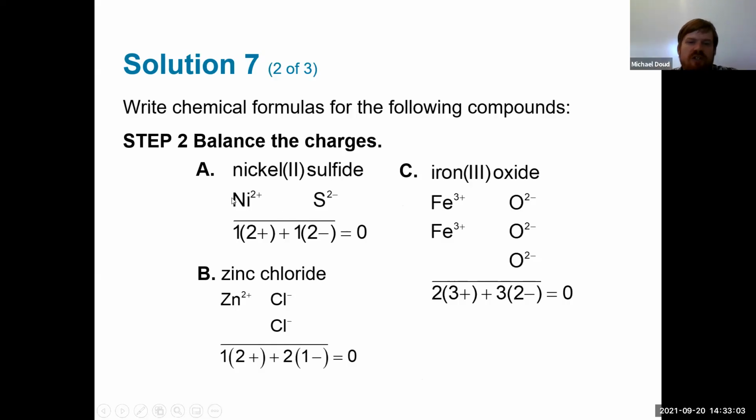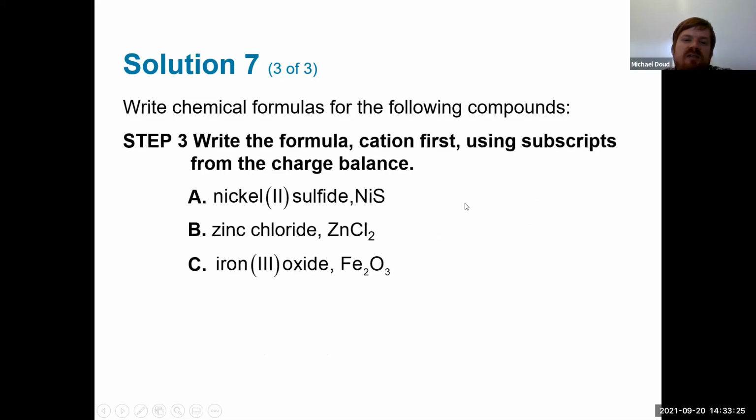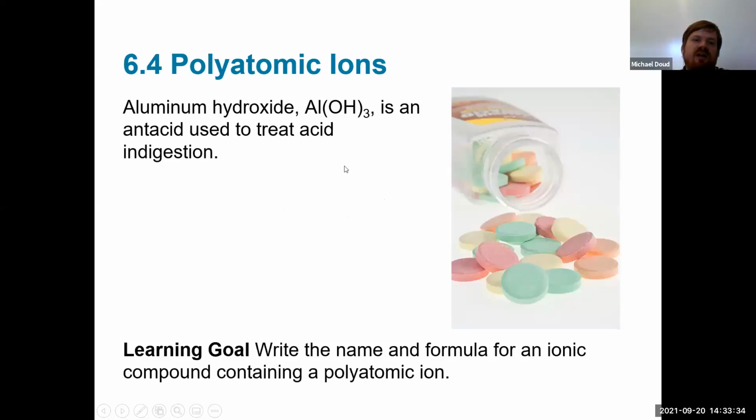Sulfide has a 2 minus charge. To balance that, it's 1-to-1, nickel and sulfide. Chloride has a -1 charge, so you need 2 of them to balance your 2 plus charge. And then finally, iron 3 oxide, we have a 3 plus from the iron, 2 minus from the oxide. So we need 2 of the irons for every 3 of the oxides. So that gives us our final answers here of NiS, ZnCl2, and Fe2O3. Not too bad, right?